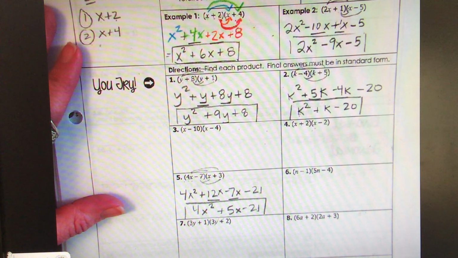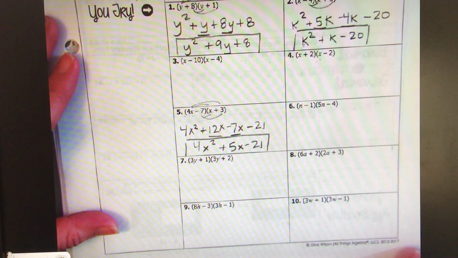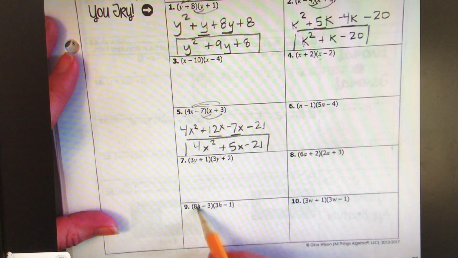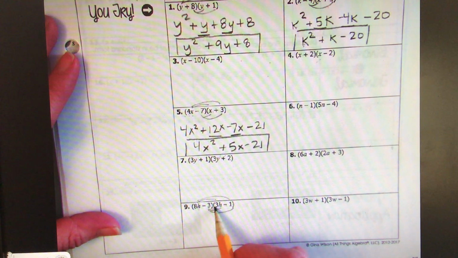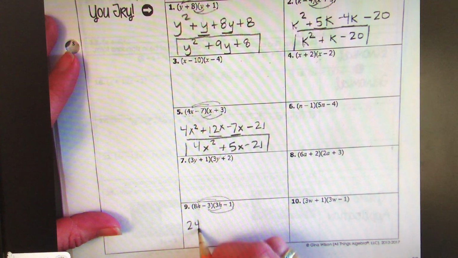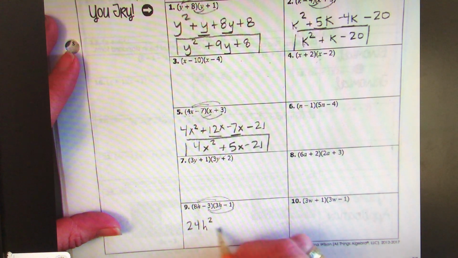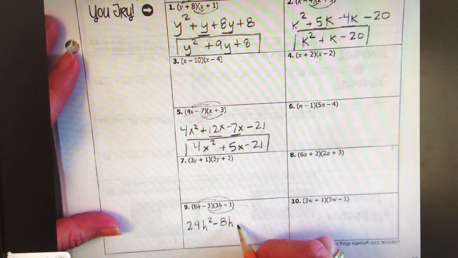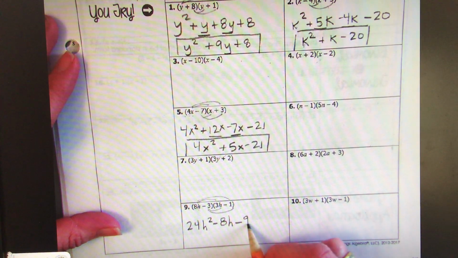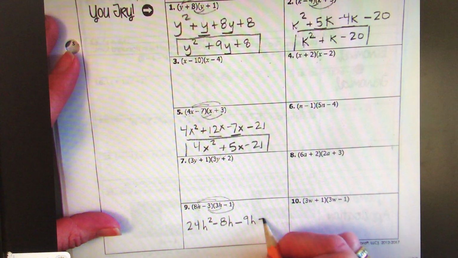Okay, so that should get you going as far as the notes are concerned. Why don't we do, let's skip down to number 9. If you go to number 9, because I see that number 9 has 2 leading coefficients in these 2 different binomials. Let's just do those. Okay, so I have 8h times 3h. I have to do a little more math, so I have 3h to the 2nd power, or squared, minus 8h minus 9h, negative 3 times negative 1, 3.